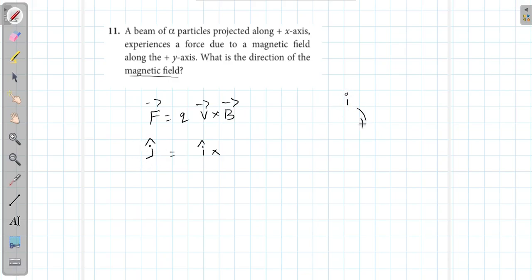We know i to j and j to k. I cross j is k, and i cross k is not j. It is k cross i that gives j. Therefore, it must be negative k. If you multiply with negative k, you will get exactly the j value. So this is the simple method to solve this question.